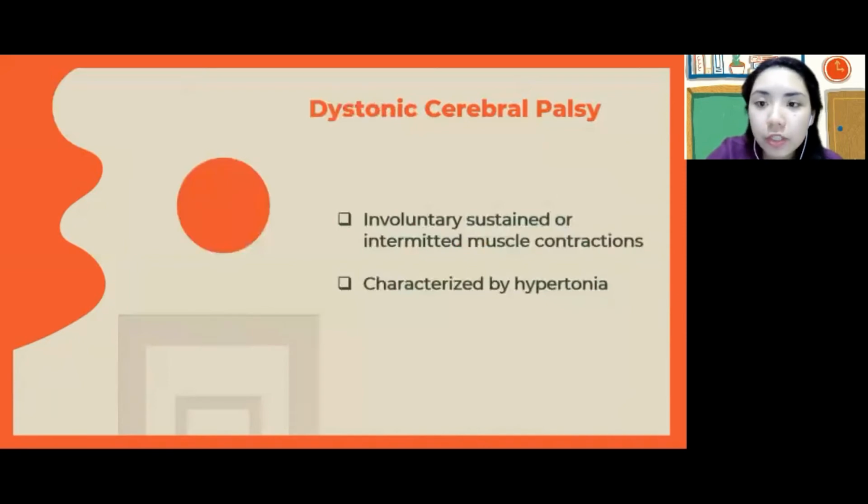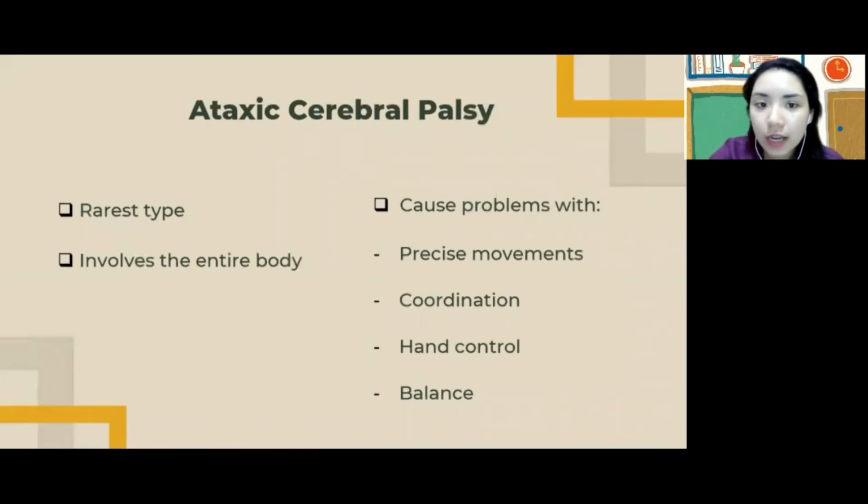Okay, so next we're going to discuss dystonic cerebral palsy. So this is involuntary, sustained, or intermittent muscle contractions. So this is also characterized by hypertonia or kanang mga involuntary movements na siya, no? So hyper meaning daghan ra kay og unnecessary movements. So kana involuntary postures, movements as well, no? As we see here. And there is also repetitive movements, abnormal posture, and the like.